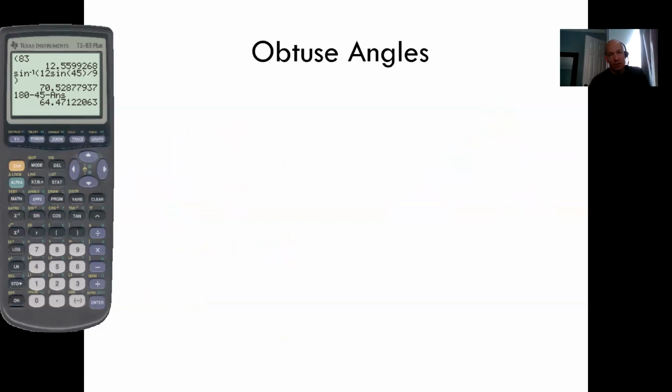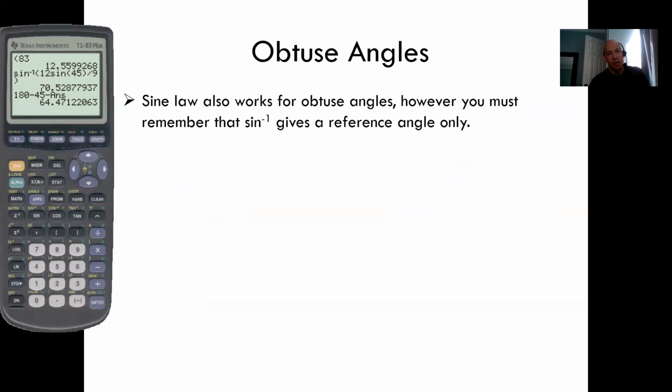Now there's one more thing here, it's obtuse angles. So what we have to also keep in mind here, sine law can be a little tricky at times. Sine law works for obtuse angles, but you've got to remember that if you're ever solving for an obtuse angle, when you push sine to the -1, that second function, sine or inverse sine or even arc sine, they all mean the same thing, this gives a reference angle only. So in the last example, I actually did inverse sine and I got 70 degrees. That was the reference angle.